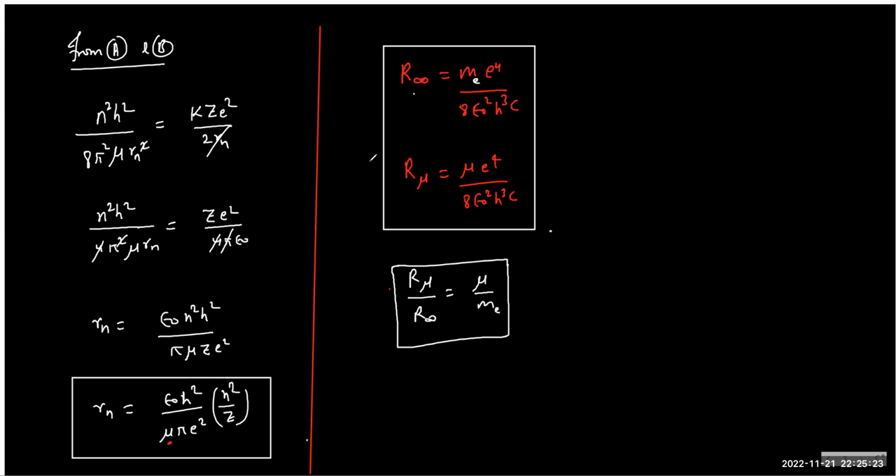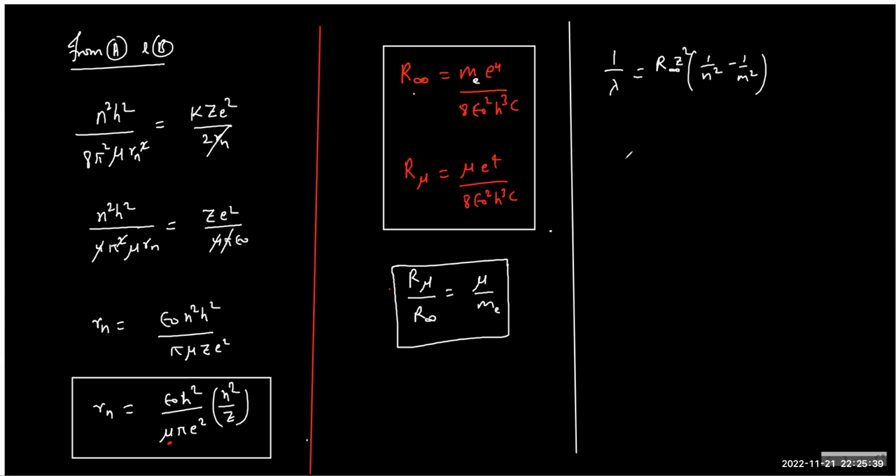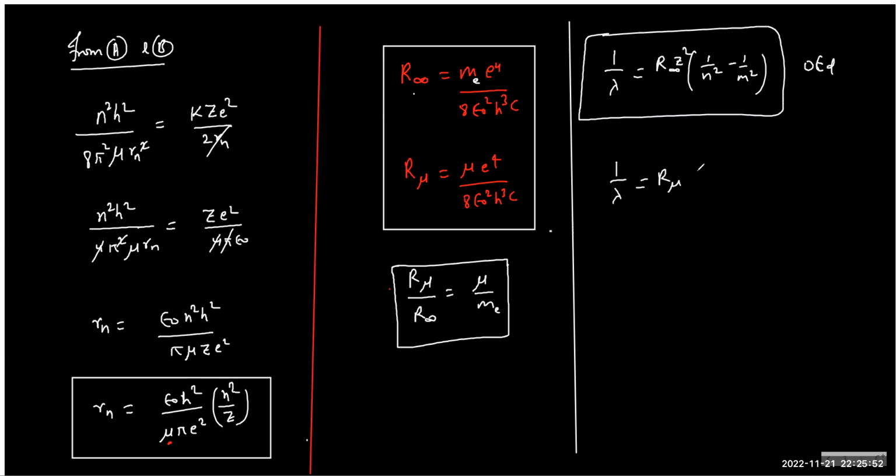So your job is to express the answer in terms of R. So for example, if you remember the spectral line formula, 1 by lambda equals how much? R infinity Z square into 1 by n square, correct? Yes. So in this case, this is the old. So the new will be how much? R mu. But because R mu is not known to us, we only know the R infinity, so we can replace R mu by the factor.